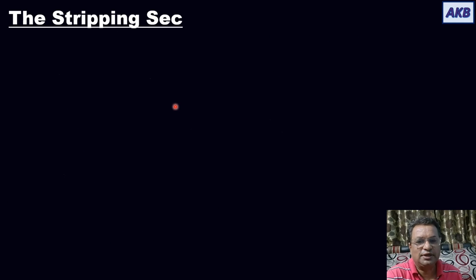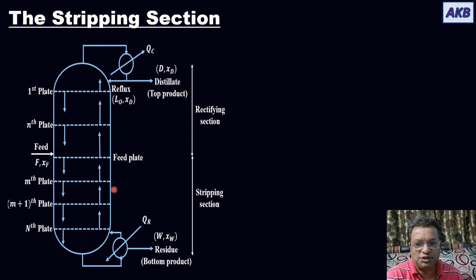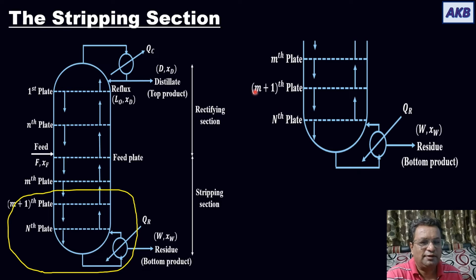Okay. Now let us look at the stripping section. As we know, the stripping section is the section below the feed plate. So here I have shown it by the yellow envelope. So it covers a few trays in the stripping section. Okay, so I have considered the mth plate, the streams coming from the mth plate, and then the (m+1)th plate, the (m-1)th plate, and the reboiler. Okay, I have shown it separately. So now you can see the mth plate, (m+1)th plate, (m-1)th plate, and the reboiler in the stripping section.